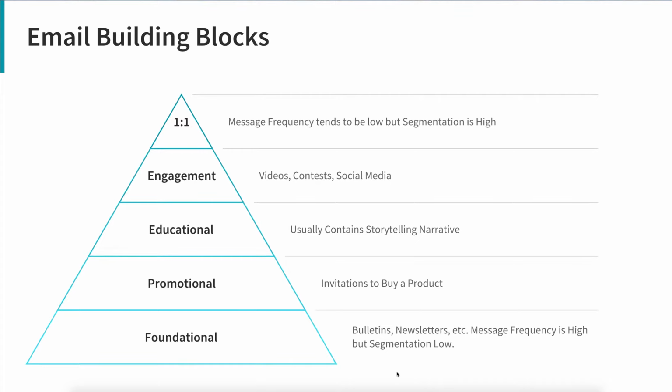Lesson for today on email building blocks. I created this triangle for my class to try to show exactly what kind of emails could be used for different reasons and how the marketing might be slightly different for each.